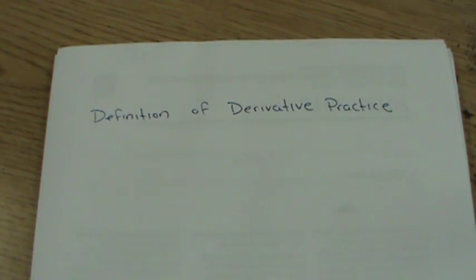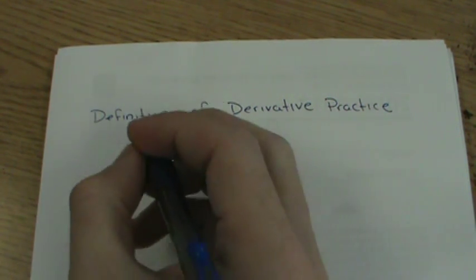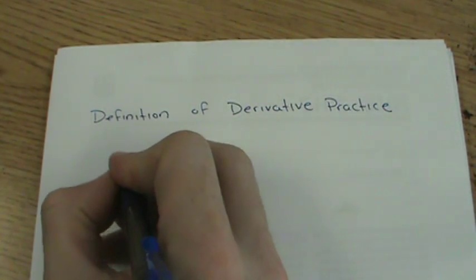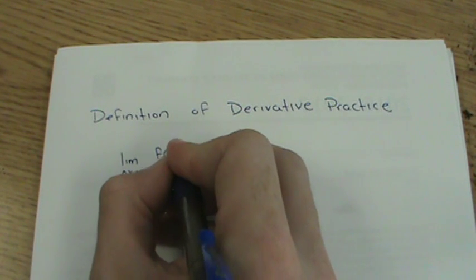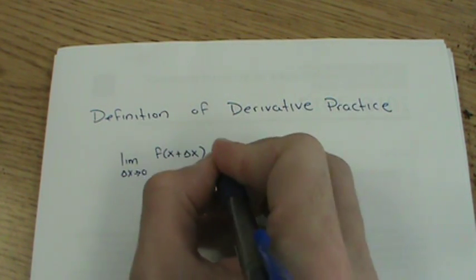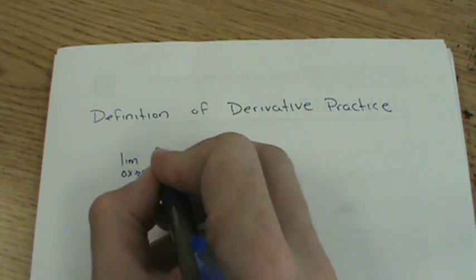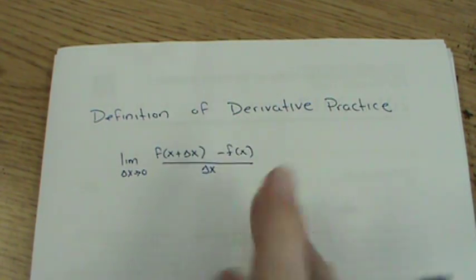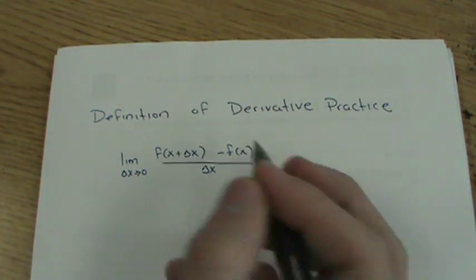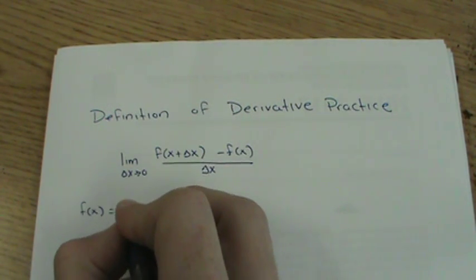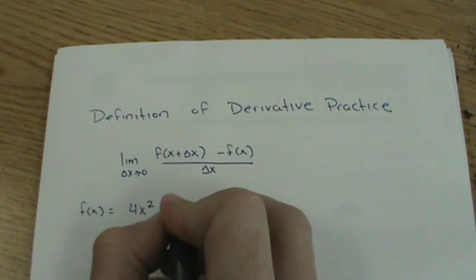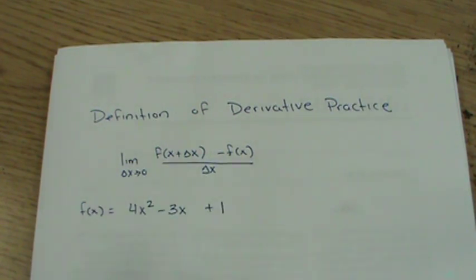Alright, today we're going to practice finding the derivative using the definition of the derivative. This is going to be the limit process where we take the limit as delta x goes to 0 of f of x plus delta x minus f of x all over delta x. Okay. The first example we're going to do is f of x equals 4x squared minus 3x plus 1.